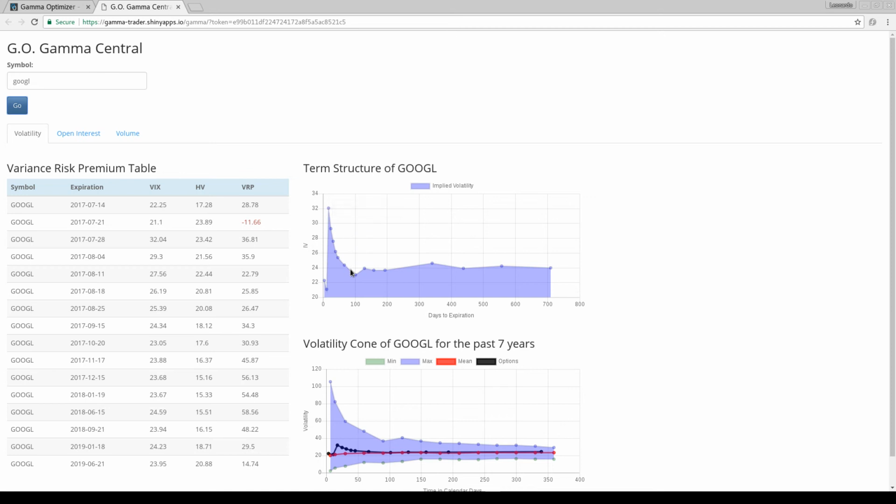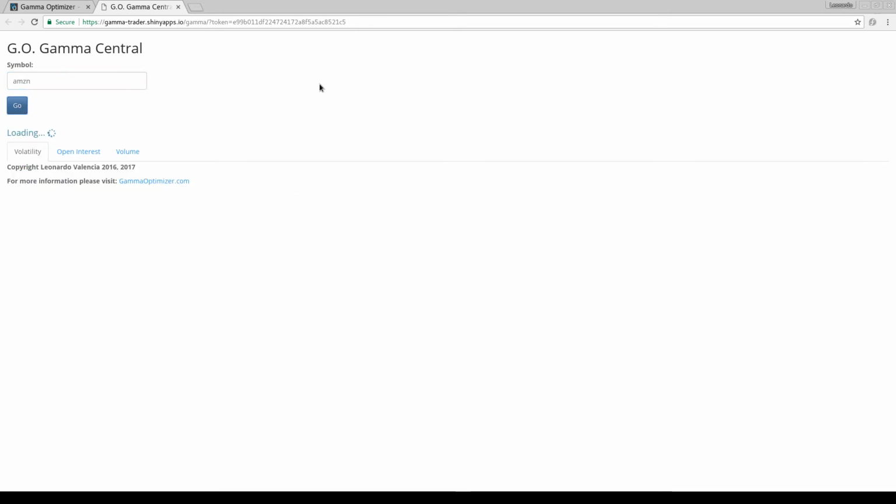32%, this is 9 points, and at 32% it's not that attractive. In terms of raw dollars, it's not much. In terms of volatility points, it looks like a lot, but in terms of raw dollars, it's not a lot of money there. So I will not be interested in trading something like this in Google. Let's look at Amazon and see how Amazon looks.